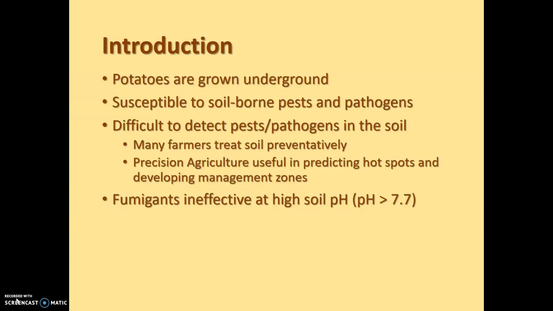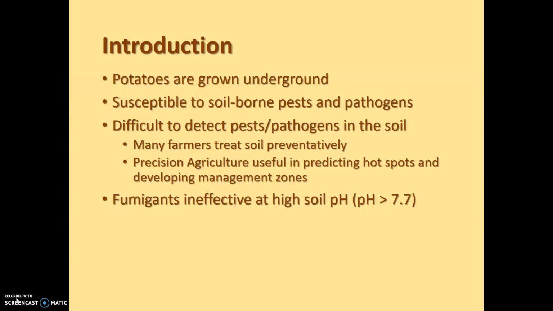Particularly in the Pacific Northwest, we have verticillium wilt, and this is exacerbated by nematodes. When you have those two in combination, it can be really devastating for a potato field, wiping out potentially up to the entire field or a large part of it. And it occurs in patches. A lot of this is difficult to detect before it's too late, so a lot of farmers treat the soil preventatively.